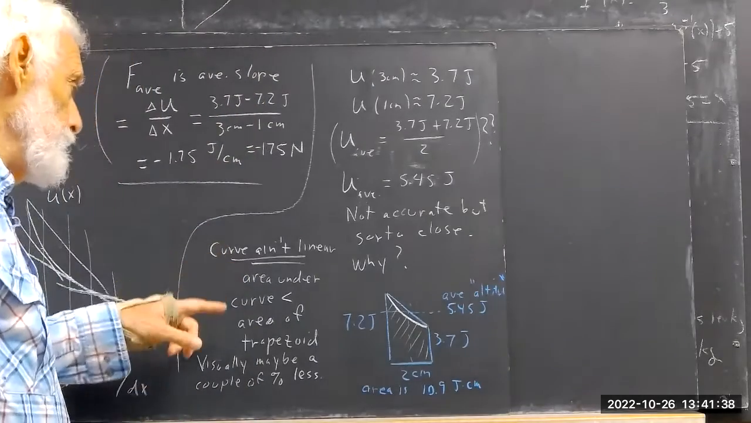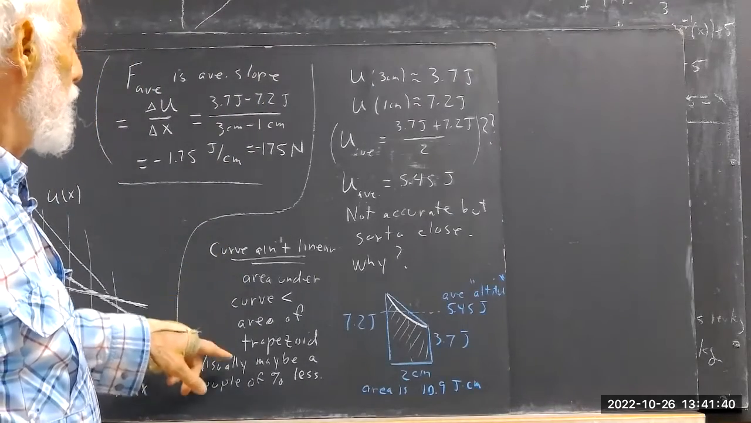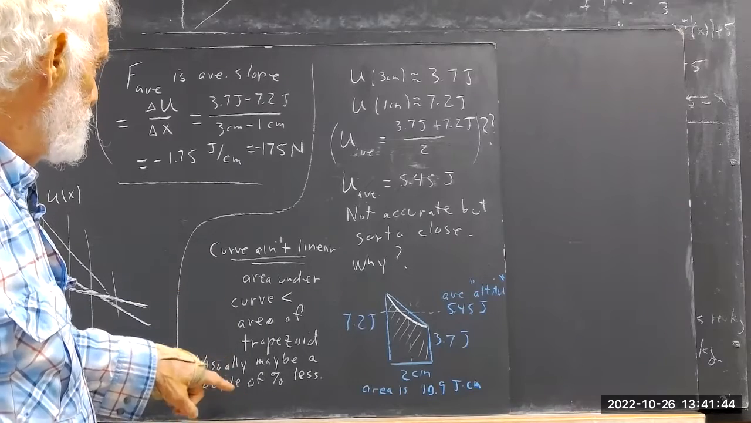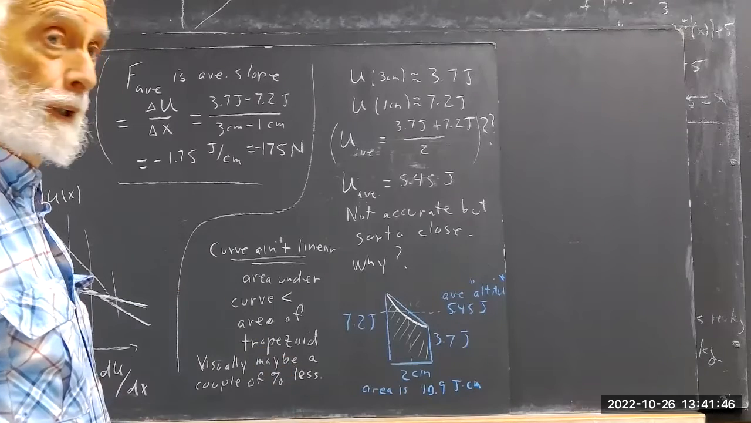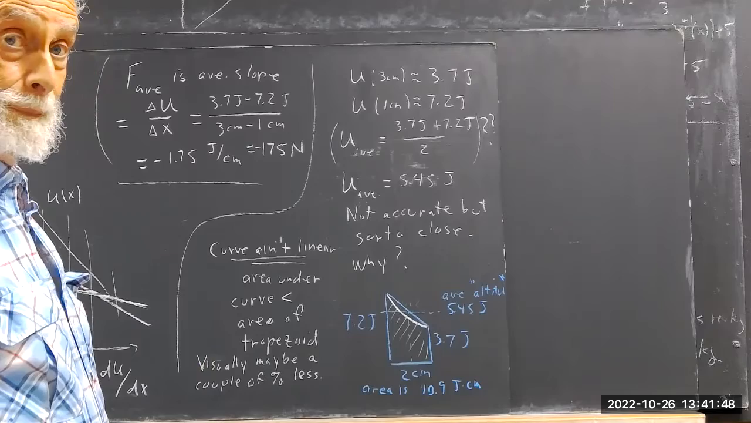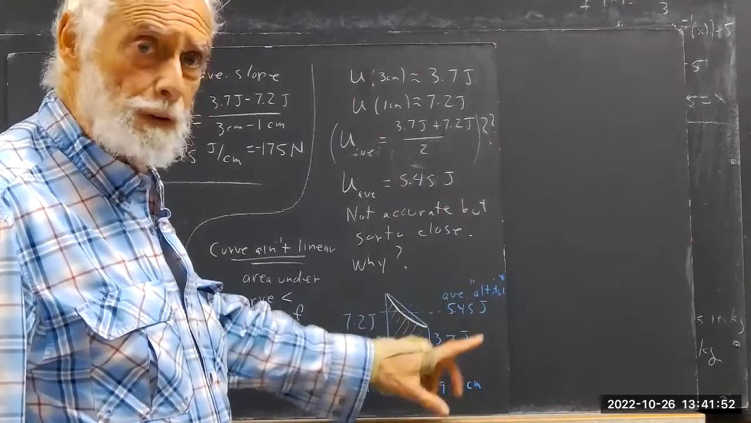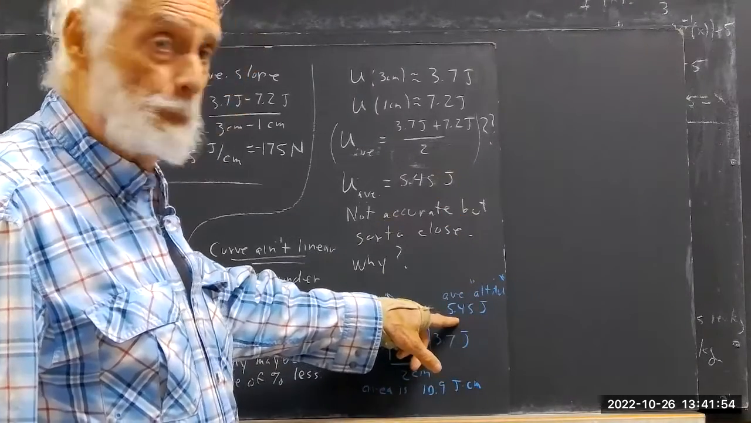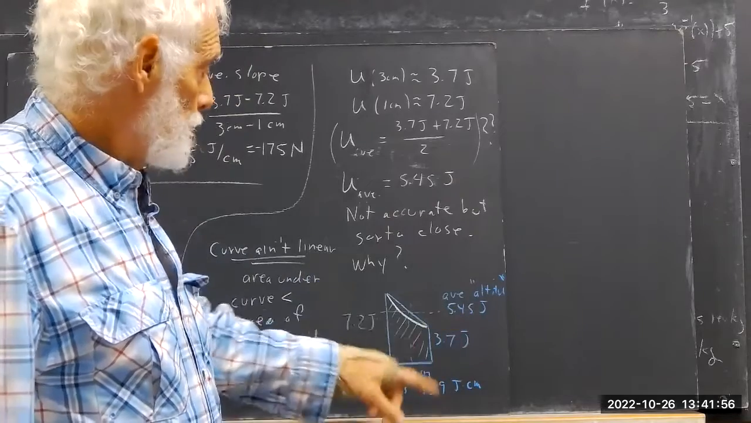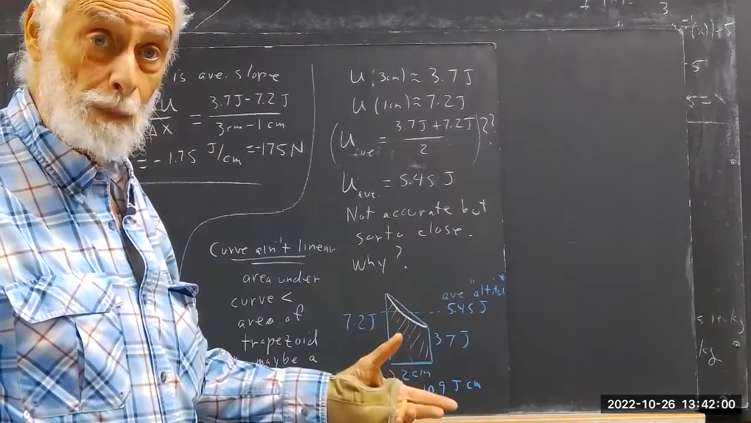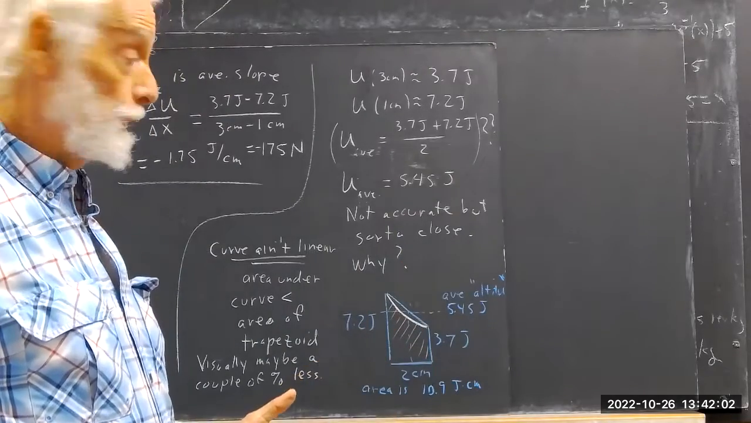Now, the curve is not linear. The area under the curve is really a little less than the area under the trapezoid. Visually we estimate maybe a couple of percent less. So your average force, or your average U, sorry, your average U value would actually be a couple of percent less than that. But the estimates are uncertain enough, uncertain within 2% anyway, so we don't really worry about it in this case.